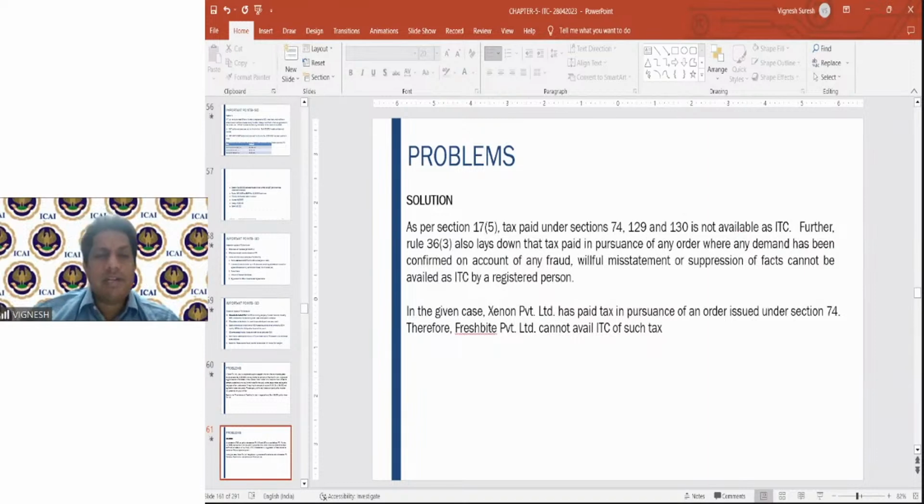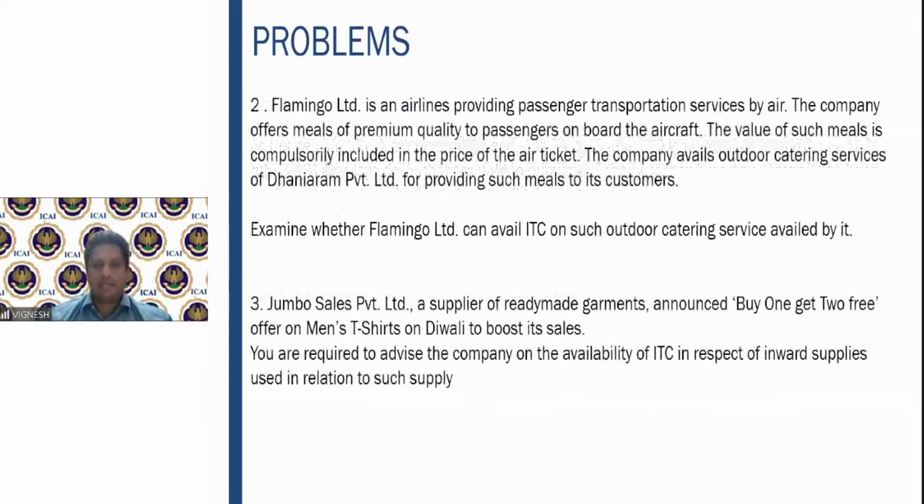Okay. Section 17 subsection 5, taxes paid under 74, 122, 130 are not available as ITC. Further, Rule 36(4) also says that tax paid in pursuance of an order where the demand has been confirmed on account of fraud or willful misstatement cannot be availed as ITC. So therefore, since he has paid by virtue of section 74, Fresh Bite cannot avail the ITC of such tax.